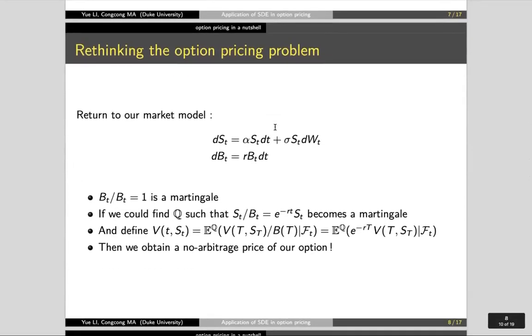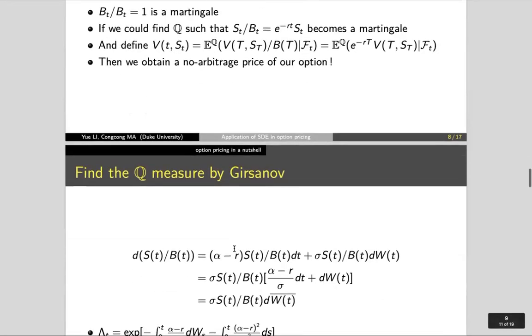Returning to our European option pricing problem, we have S(t) and B(t). S(t) divided by B(t) should be a martingale. Therefore, if we can find a measure Q such that S(t) divided by B(t) becomes a martingale, we can then define V(t, S(t)) as the expectation under this new measure Q. And by our previous theorem, this will give us a no-arbitrage price of our option.